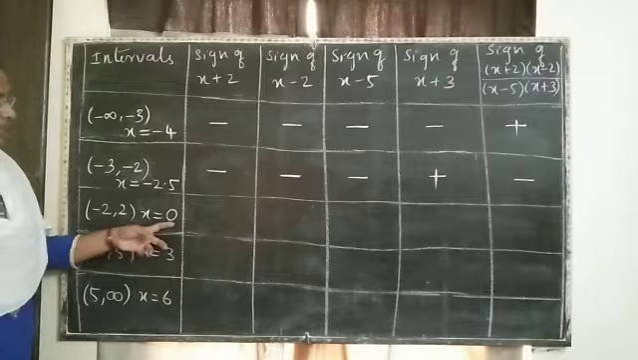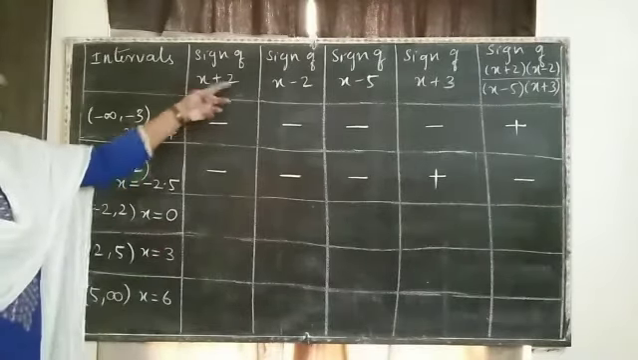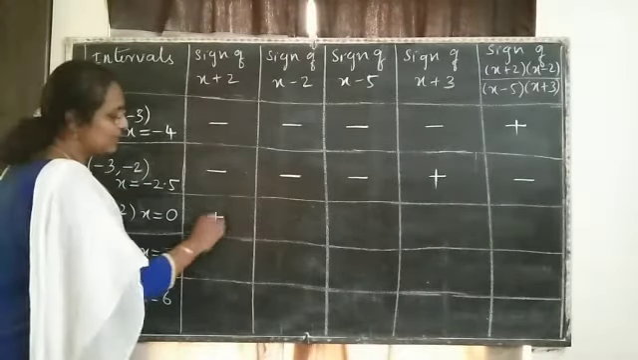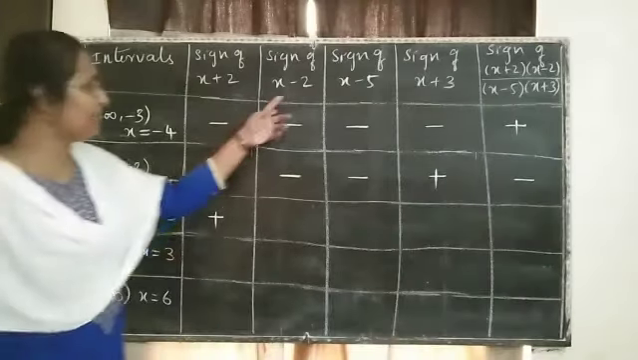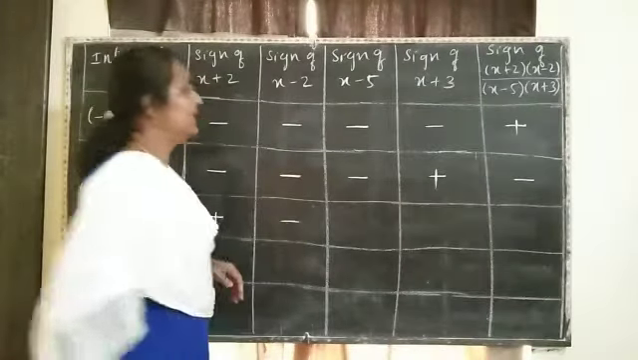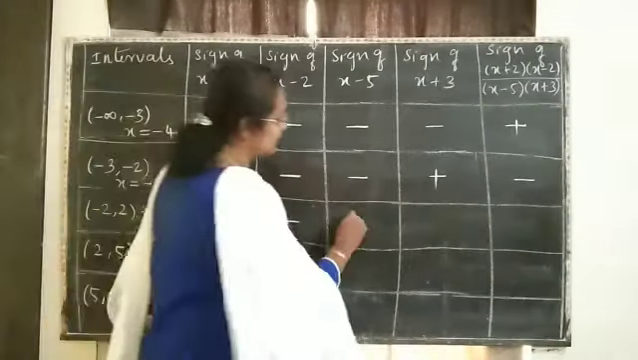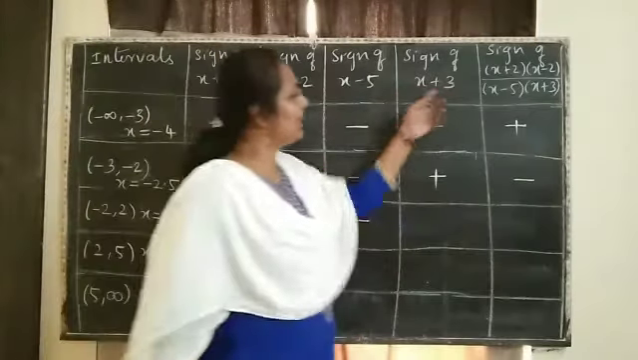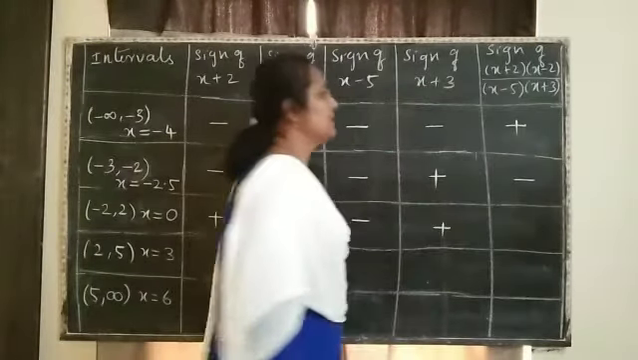X is equal to 0. Substitute x equals 0. 0 plus 2 gives plus 2, so the sign is plus. 0 minus 2, the sign is minus. 0 minus 5, the sign is minus. 0 plus 3, the sign is positive.